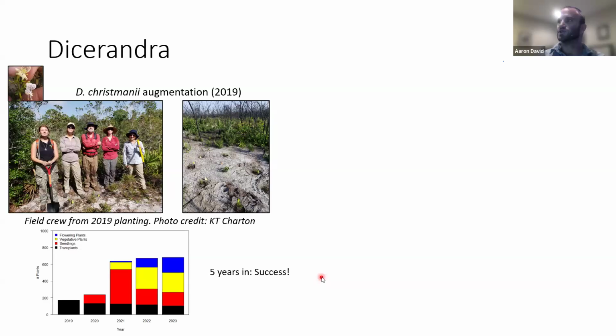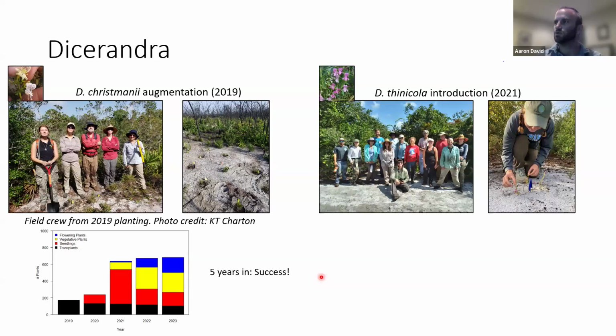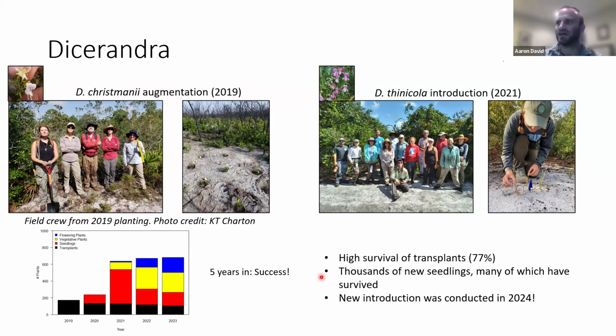And then Dicerandra thanicola, an example from our 2021 introduction. For this project, we've been working with the Brevard County EEL program. That's the Environmentally Endangered Lands. It's a county program out there. They manage a number of properties and are excellent partners in a lot of this Dicerandra work. So with this introduction, we've seen really high survival of transplants. Roughly 3/4 of them survived that first fall out there. And then a lot of them are still alive. We've seen thousands and thousands of new seedlings. Pretty good survival. A lot of those are now flowering.